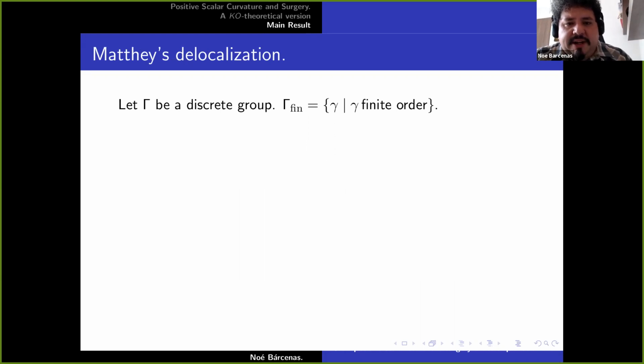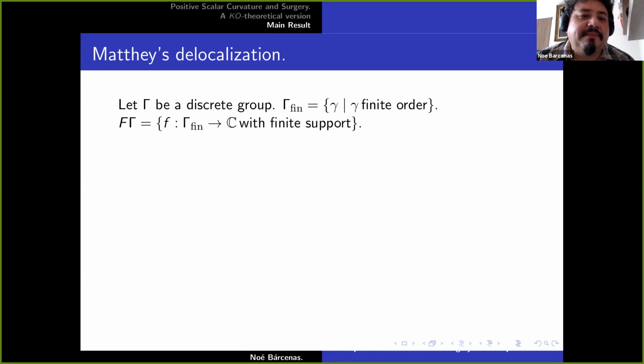If you consider a discrete group, I can construct the set of elements of finite order, and I will consider for the moment just the elements, because I want to have the action of conjugation over here. Later we are going to have conjugacy classes, but now just imagine that this is something on which gamma obviously acts by conjugation.